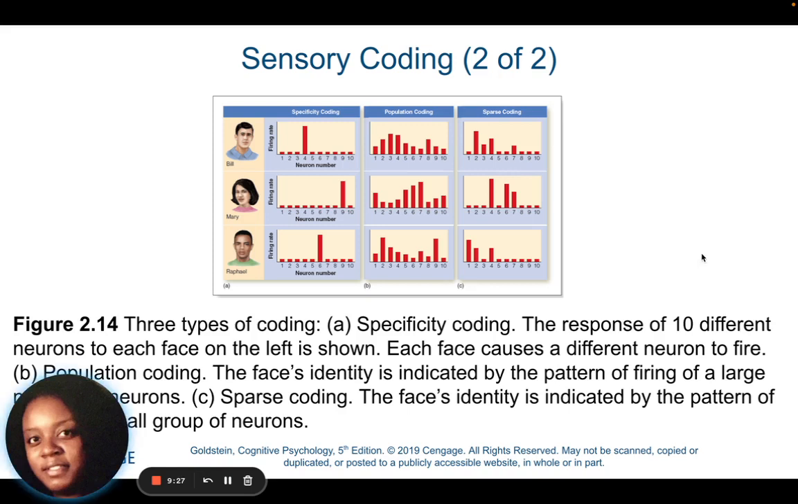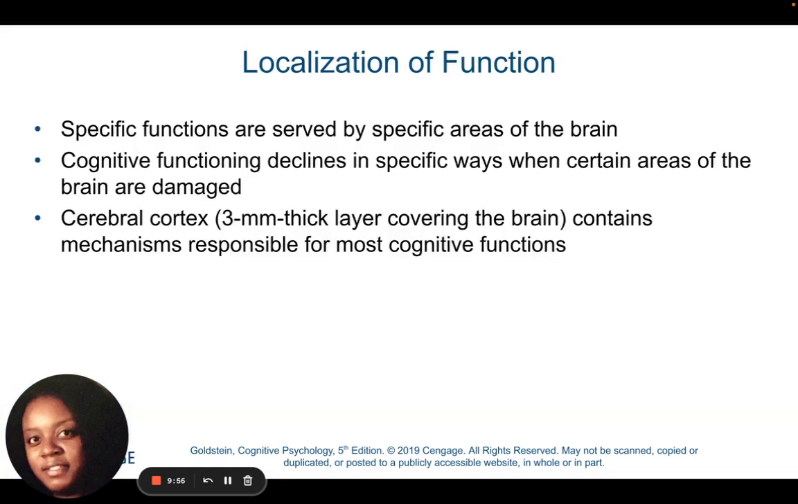Again, if you take a look at this picture, this is a good representation of the difference between specificity, population, and sparse coding. With specificity coding, you have the firing of a specific neuron. With population coding, you can see that you're going to have a large number of neurons that are firing. And with sparse coding, some fire and some don't.